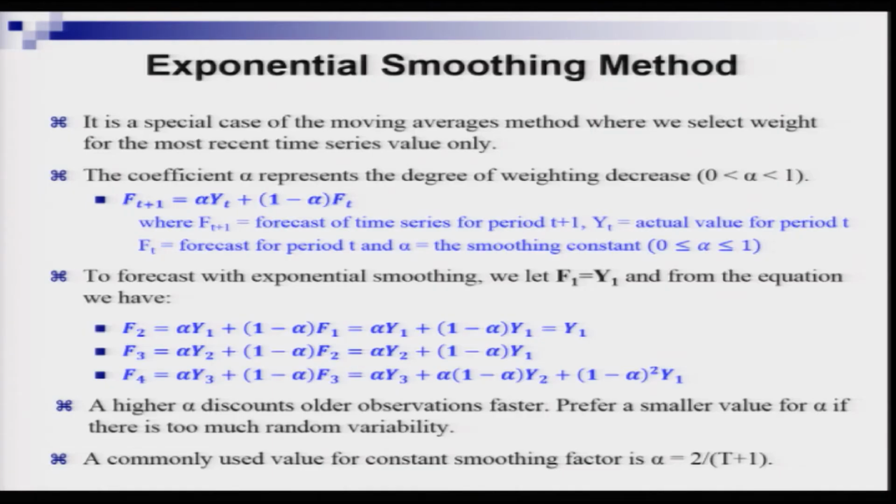In the statistics literature there is some guidance on how to choose the alpha value. A commonly used value for this constant smoothing factor alpha is 2 divided by capital T plus 1, where capital T is the number of observations in the time series data. As a passing comment, I should mention that a higher alpha discounts the older observations faster, and you should prefer a smaller value of alpha if there is too much random variability in the data. These are the guidance provided by statisticians in the literature, so remember these as thumb rules.